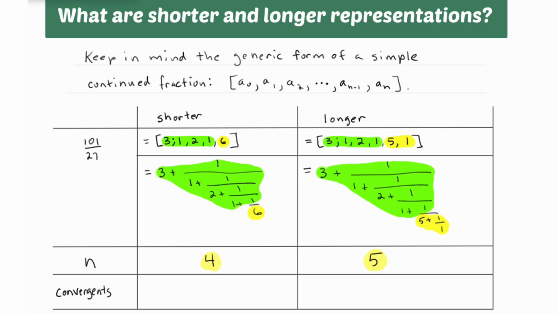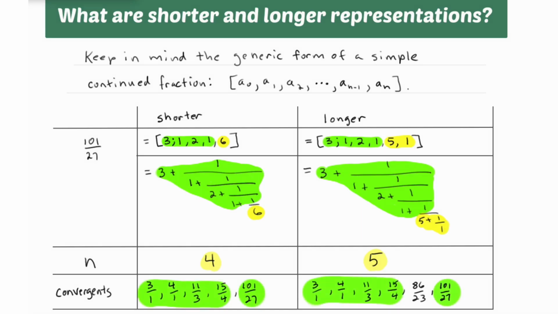Give it a try. For the shorter representation, they are 3 over 1, 4 over 1, 11 over 3, 15 over 4, and 101 over 27. As expected, the last convergent equals the number that we expanded. For the longer representation, it has these, which are the same, but then it has 86 over 23, which is different. And it ends with 101 over 27, just like the shorter representation. It has to. So all of these are the same, but the longer representation has this one additional convergent inserted just before its last convergent.